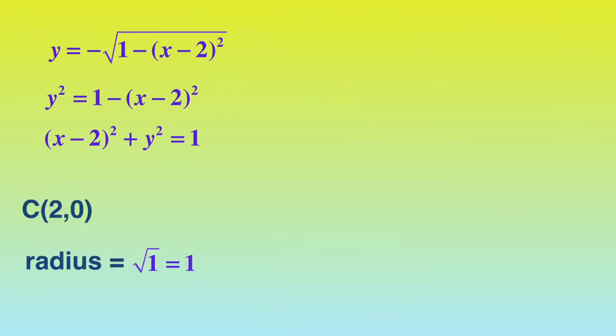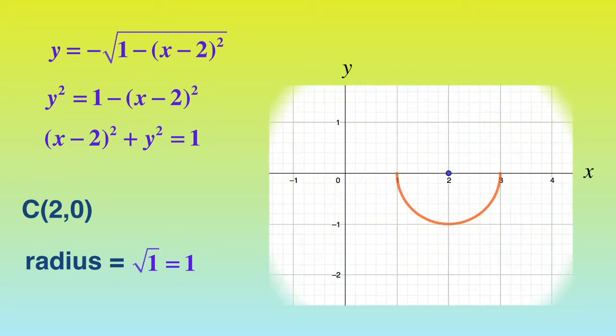And then we're going to come over here and draw it. Remember the centre is 2, 0. And the radius is 1. But because it's a minus square root, we know that it's the bottom half. How did you go with that? Was that okay? Let's do our last question.